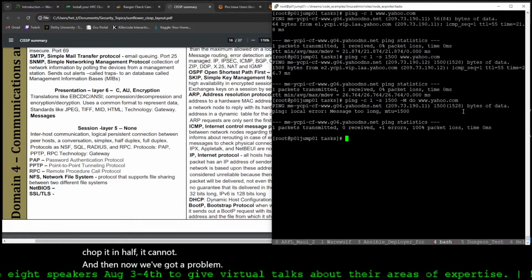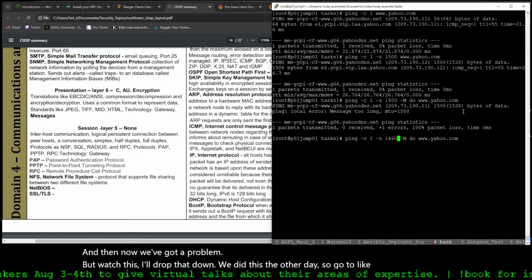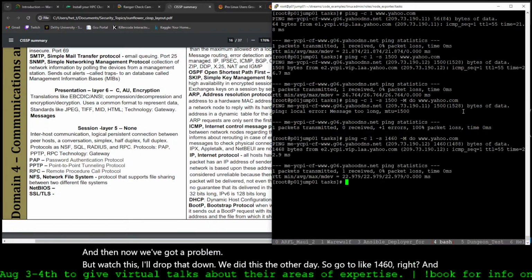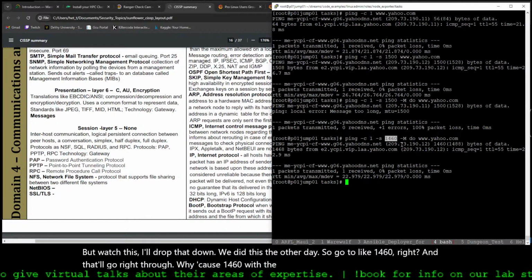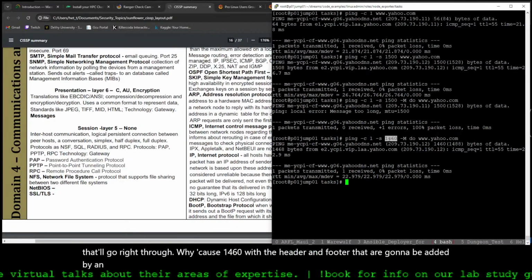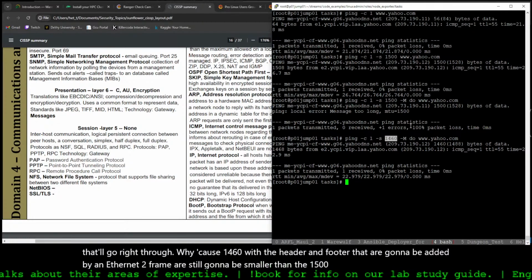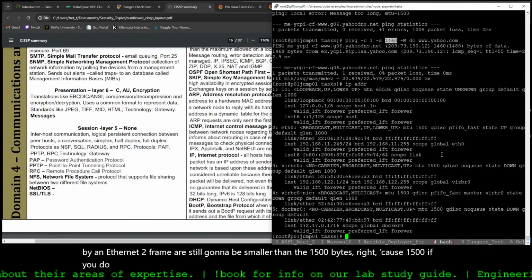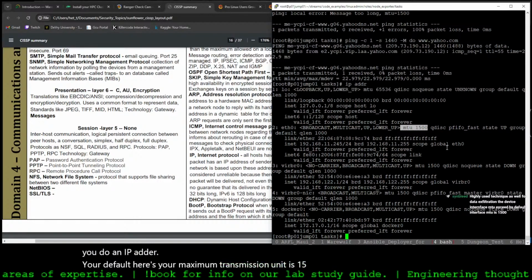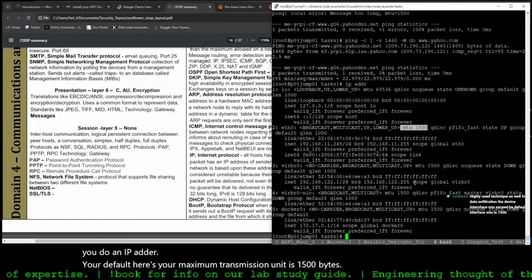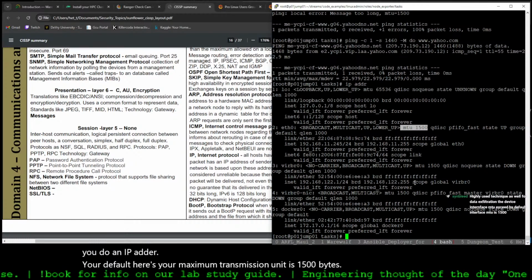But watch this. I'll drop that down. We did this the other day, so go to like 1460, right? And that'll go right through. Why? Because 1460, with the header and footer that are going to be added by an Ethernet 2 frame, are still going to be smaller than the 1500 bytes, right? Because 1500, if you do an ip addr, your default maximum transmission unit is 1500 bytes.